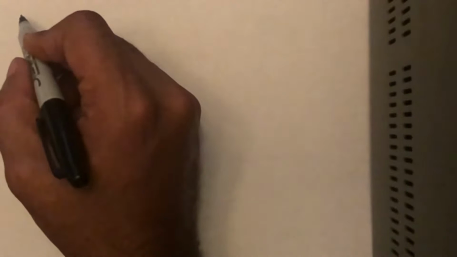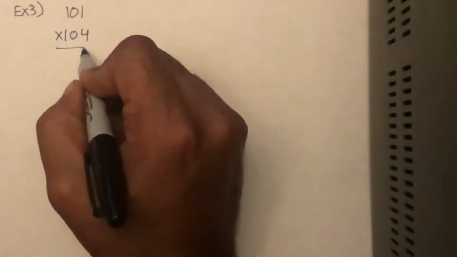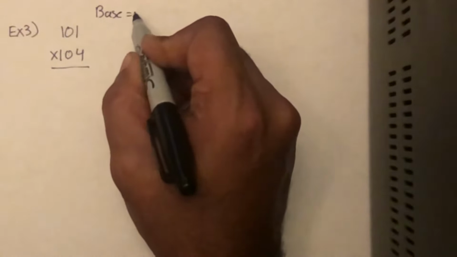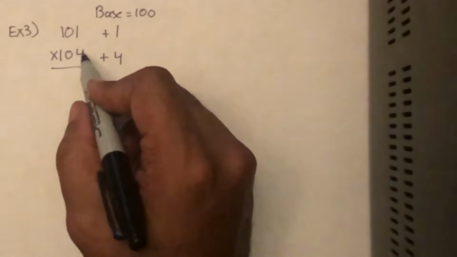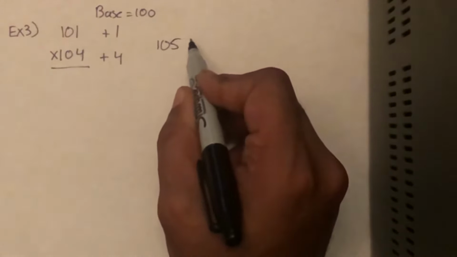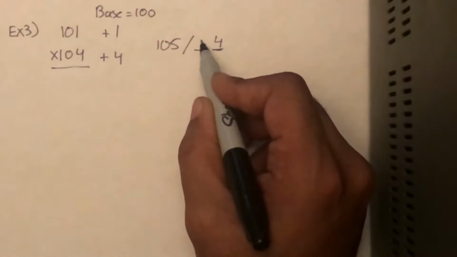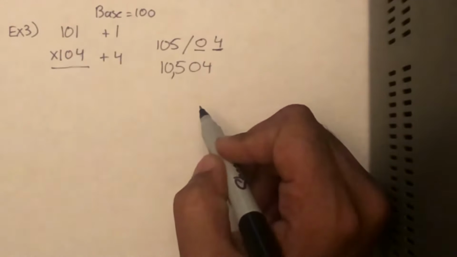So example 3. Let's do 101 times 104. So base is still 100. This has a surplus of 1. This has a surplus of 4. I'm going to cross add this way. I get 105 as the first part of my answer. I'm going to put a slash. Remember, we need to have 2 spaces right here. What's 1 times 4? That's just 4 in the unit space. It goes right here. We fill in the blanks with a 0. So final answer, 10,504.